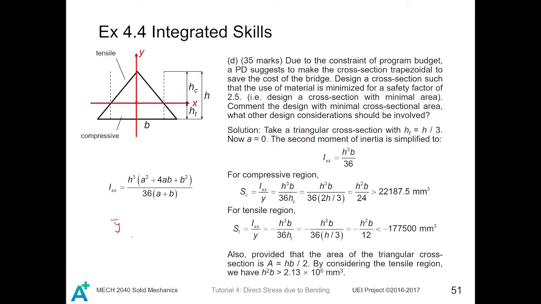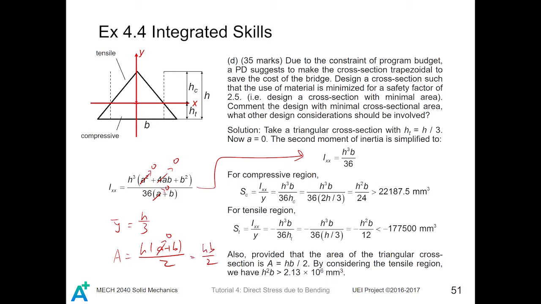When we take the centroid to be h divided by 3, the trapezoid will become a triangle in this case. Then a equals 0, and we do a lot of cancellations. 0, 0, 0. And finally, you will get Ixx simplified to be h cubed b divided by 36. For the compressive region, the section modulus expressions can also be simplified, as well as the tensile region. Also, we know that the area equals h times (a plus b) divided by 2, but this time, a is 0. Therefore, it will become hb divided by 2.